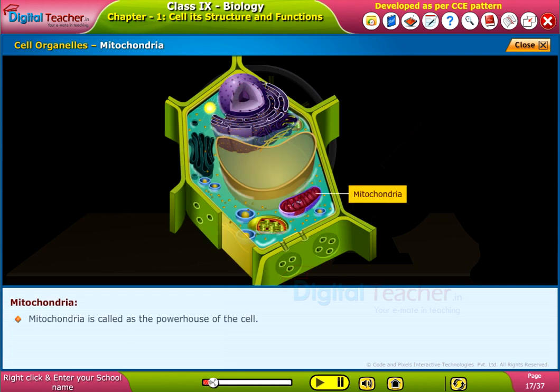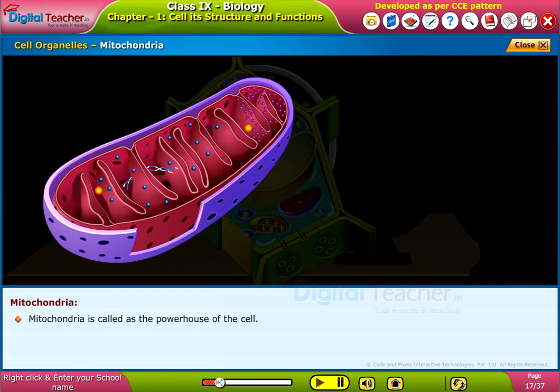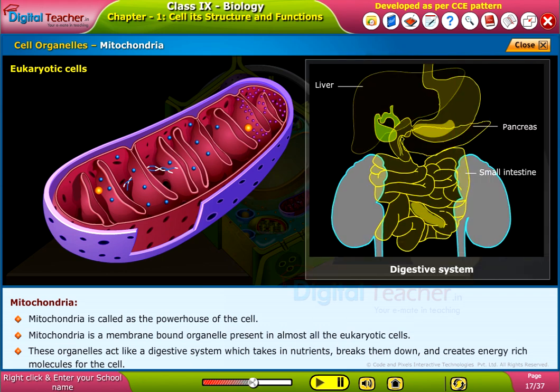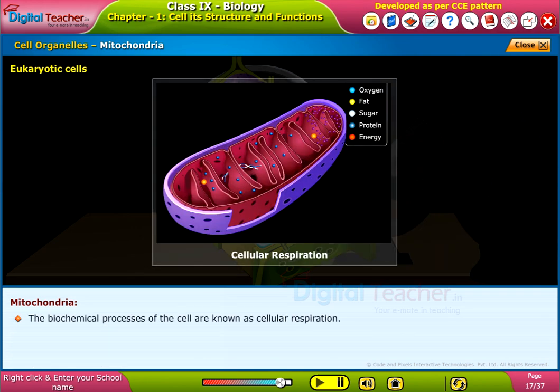Mitochondria. Mitochondria is called the powerhouse of the cell. Mitochondria is a membrane-bound organelle present in almost all the eukaryotic cells. These organelles act like a digestive system which takes in nutrients, breaks them down, and creates energy-rich molecules for the cell. The biochemical processes of the cell are known as cellular respiration.